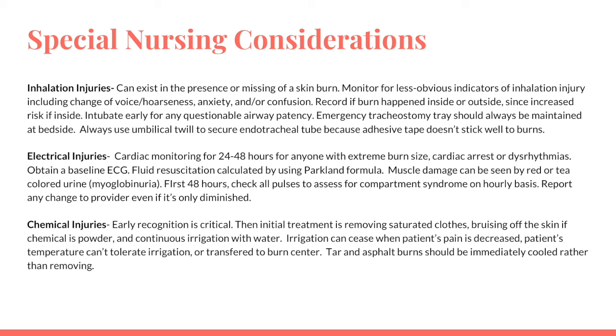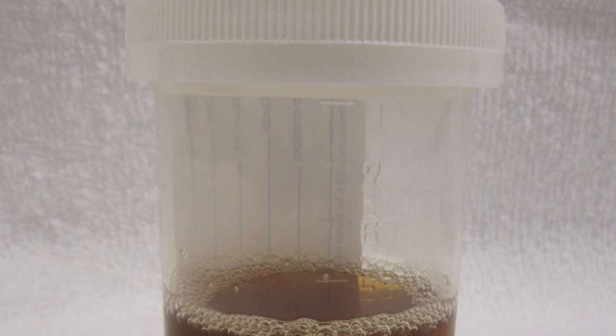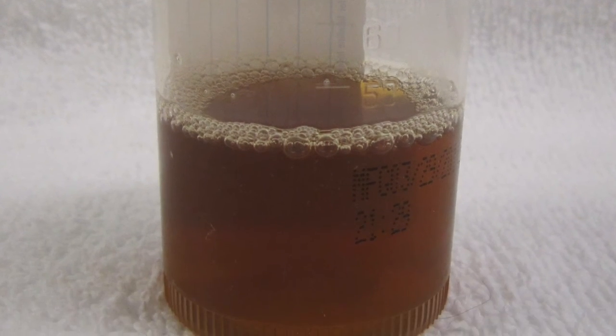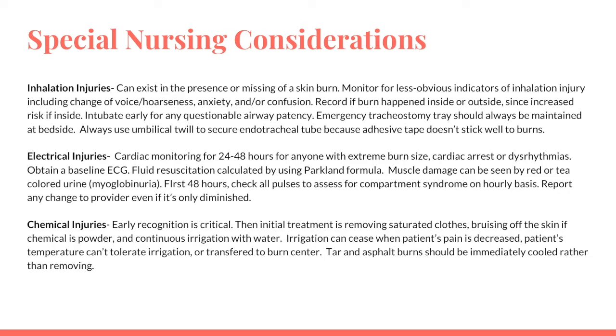For electrical injuries, provide cardiac monitoring for 24 to 48 hours for anyone with extreme burn size, cardiac arrest, or dysrhythmias. Obtain a baseline ECG. Fluid resuscitation is calculated by using the Parkland formula. Muscle damage can be seen by red or tea-colored urine. For the first 48 hours, check all pulses hourly to assess for compartment syndrome. Report any change to the provider, even if it's only diminished.